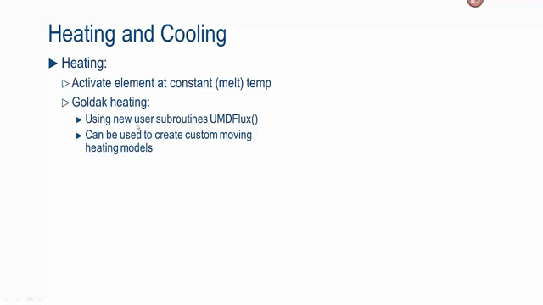So with the new version, we have the Goldak heating model supported, the double ellipsoidal model supported, using a new subroutine called UMD flex. So this can be used to create custom moving heating models as well. So if for some reason you want to use a model other than Goldak, you will be able to code that inside this UMD flex subroutine.